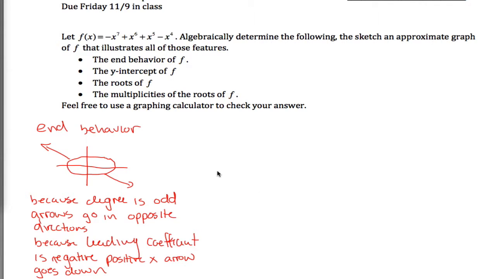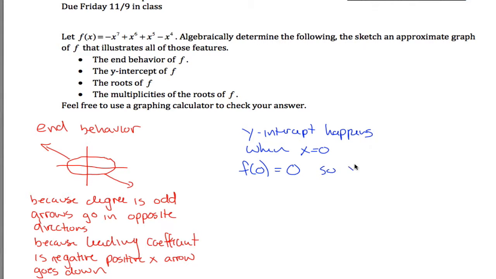The next thing, y-intercepts. That's the easy one. Y-intercept happens when x equals 0. So all we got to do is figure out what is f of 0. In this case, it's 0 plus 0 plus 0 minus 0, I guess. f of 0 equals 0. So the y-intercept is at y equals 0. Good enough.